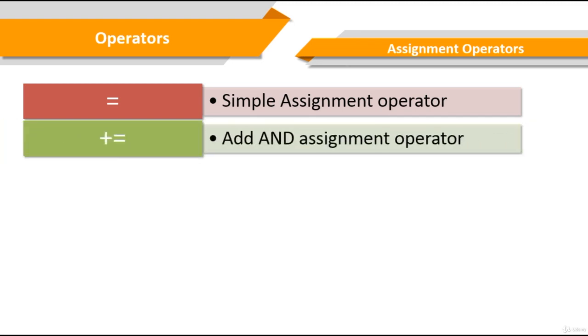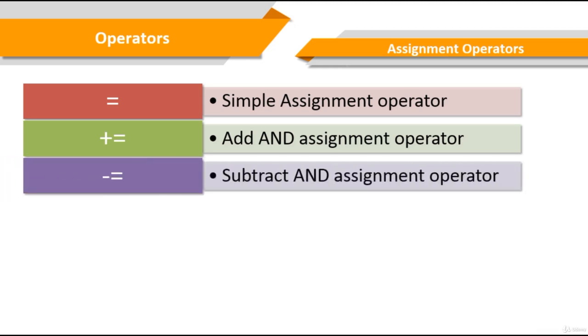Plus and equal is an add and assignment operator. It adds the right operand to the left operand and assigns the result to the left operand. Minus and equal are subtraction and assignment operators. So it subtracts the right operand from the left operand and then assigns the result to the left operand.